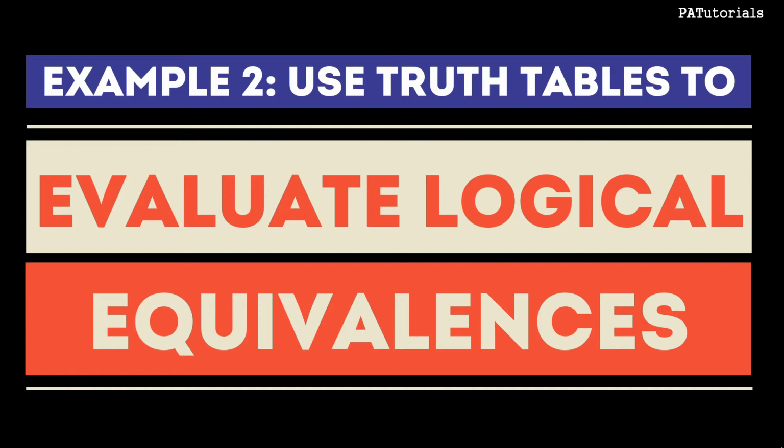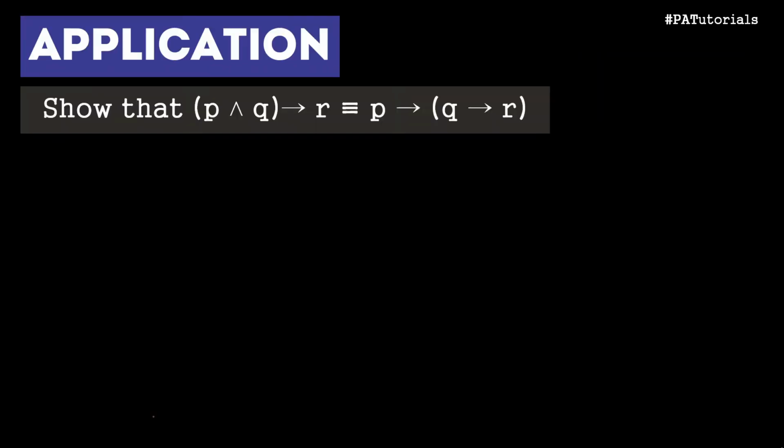For today's video, I'm going to discuss example number 2 on how to use truth tables to evaluate logical equivalences. So, show that (P and Q) implies R is logically equivalent to P implies (Q implies R) grouped together. Again guys, meron tayong tinatawag na left-hand side and right-hand side.